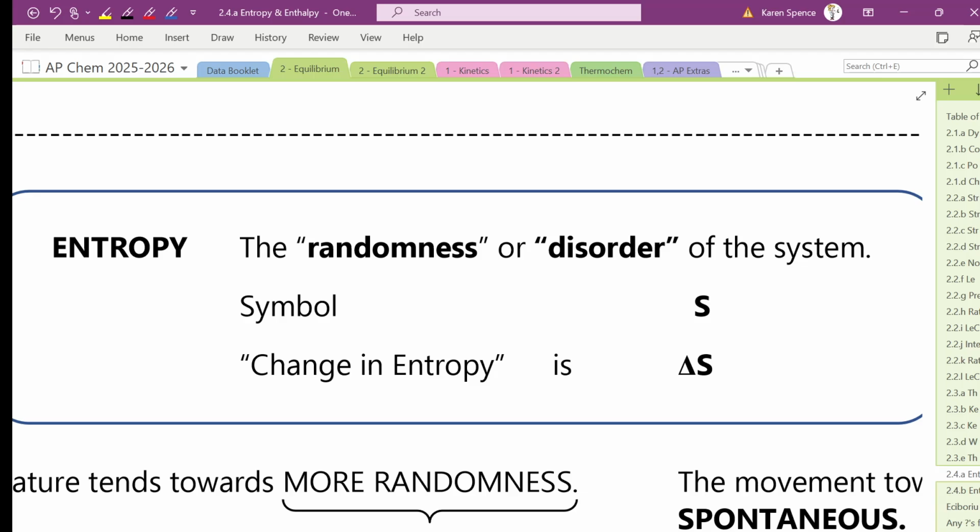So nature tends towards more randomness or disorder. This is not an excellent definition of entropy. This is a Chem 12 definition. We'll get into a bit more of an AP definition later. The symbol for entropy is S, I guess because they ran out of things with E. And the change in entropy obviously is delta S.